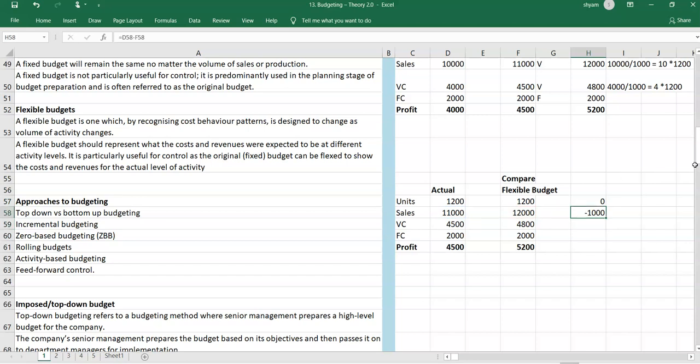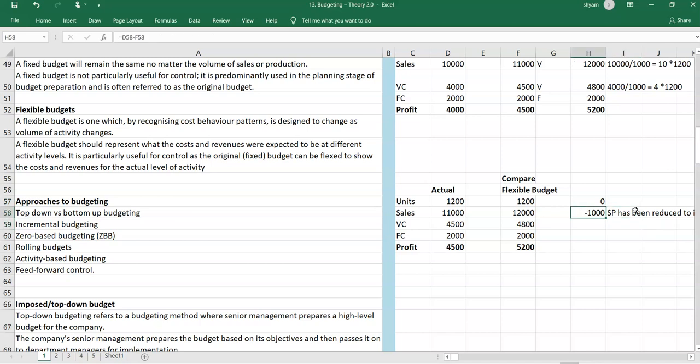Okay. So see, this is a negative one because he should have got 12,000 as income, but he got only 11,000 as income. What is the problem here? The problem is he has sold the same units, but he has reduced his selling price. So the selling price has been reduced to improve sales. Okay, so that has been a problem.